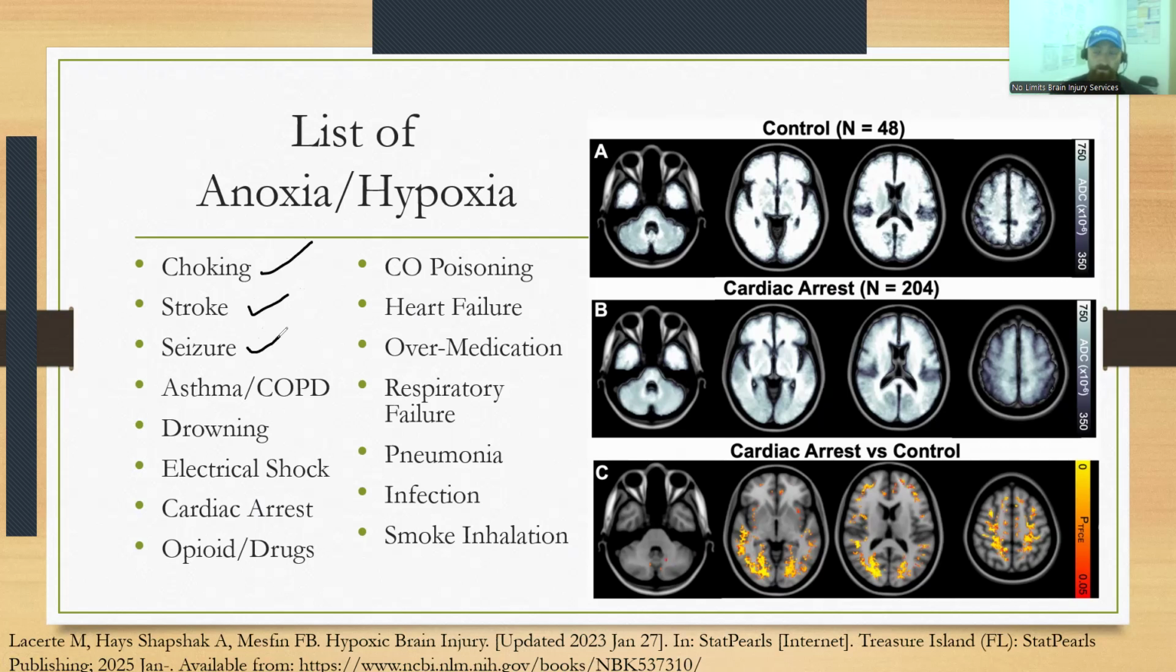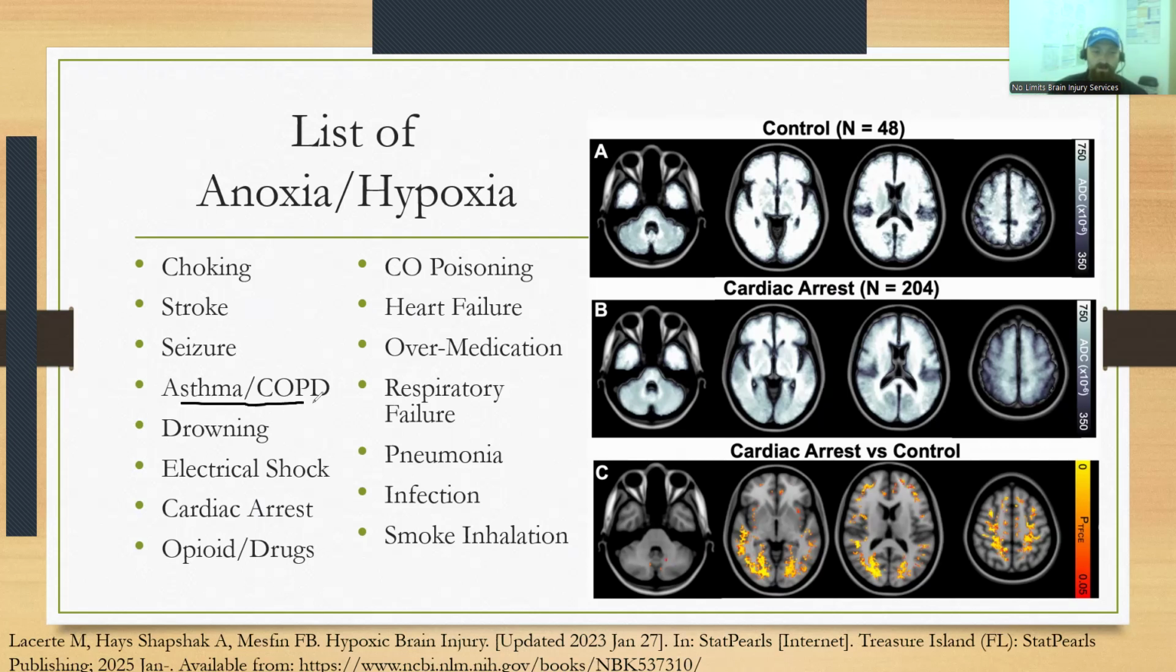Seizure. Now, why am I adding seizure to this list? Well, if you look at our seizure video, the recommended thing to do is to turn them on their side, because if you leave them on their back and they have frothing at the mouth, that can occlude the airway. That's another form of choking. It can be an airway obstruction. That's very bad.